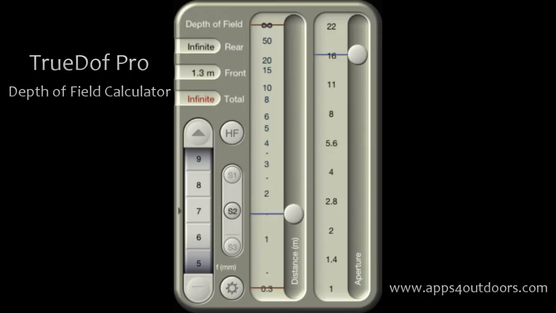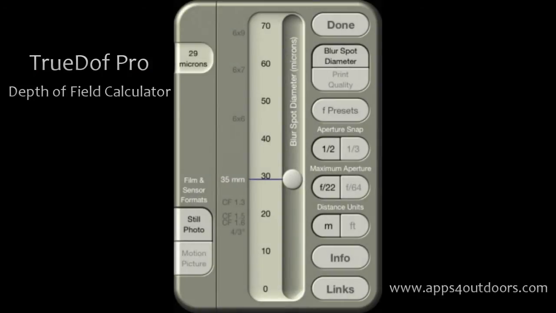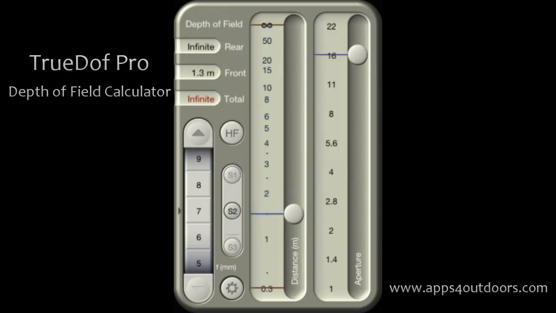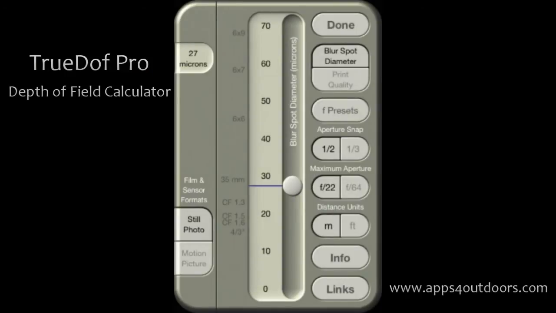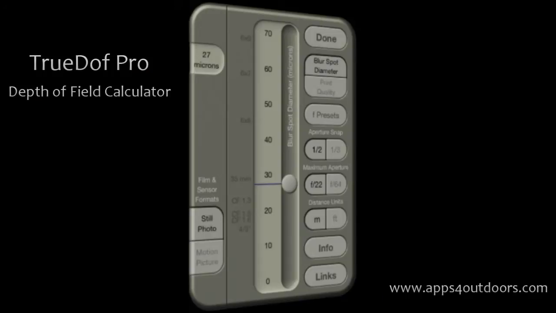We'll go ahead and hit our settings. There you go. There's our settings screen. And I'm moving that up and down. Ooh, let me go back to that because I wanted to show you. It allows you to choose whether or not you're doing a still photo or a motion picture. Very important there.